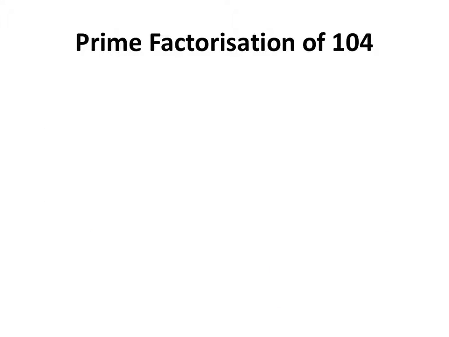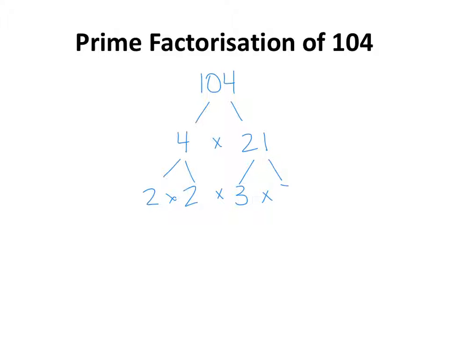If we consider the prime factorization of 104, the last two digits, 0, 4, are a multiple of 4. So we can think of 104 as 4 being multiplied by 21. That 4 can be broken down into 2 multiplied by 2, and 21 can be broken down into 3 multiplied by 7. This setup is called a factor tree.